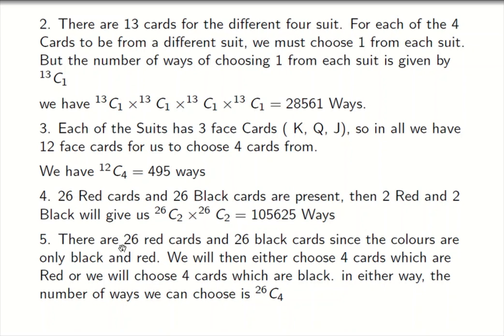So you see that I choose all the four from the red, or I choose all the four from the black. Because of the "or" in it, you either choose four cards which are red, or you choose four cards which are black. In either way, the number of ways we can choose is 26 combination 4. And because of this "or" we use to conclude our statement, we add the two of them. This will be 26 combination 4 plus 26 combination 4, which is 29,900 ways.